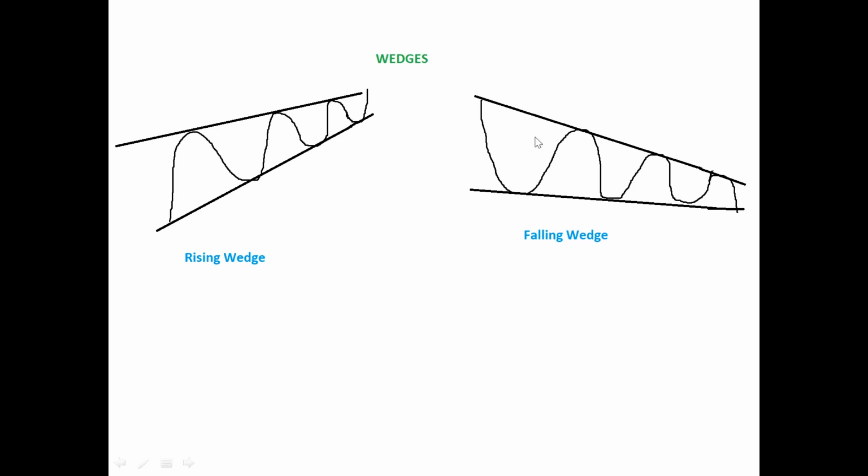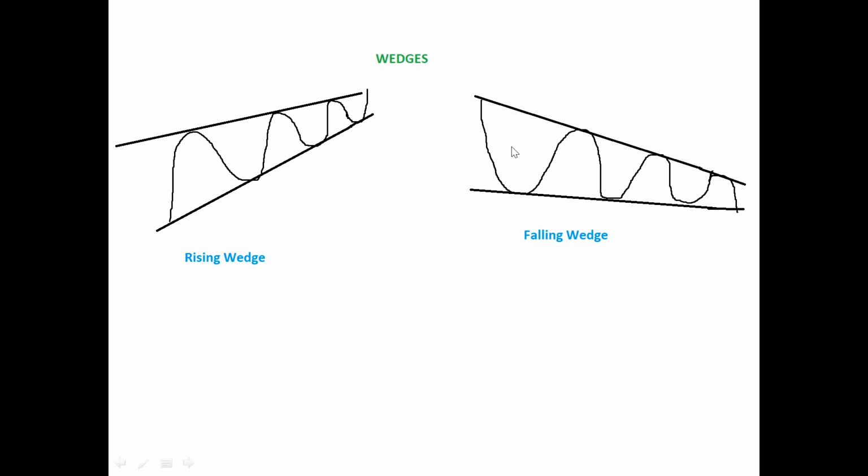But the point to note is the slope of this trend line is steeper compared to this trend line. That means lower highs are formed at a faster rate compared to the lower lows. Thus we get a falling wedge.